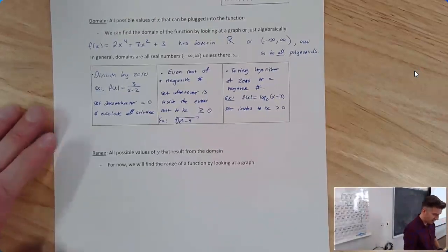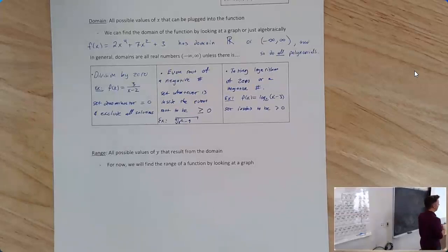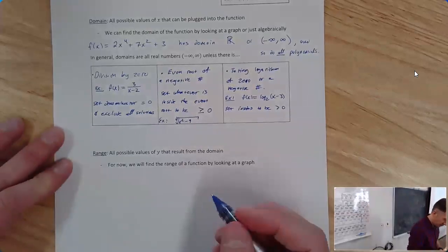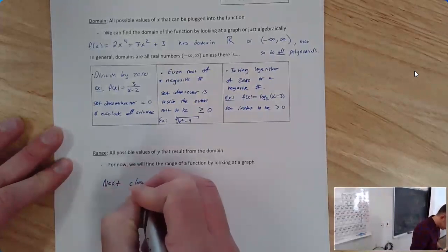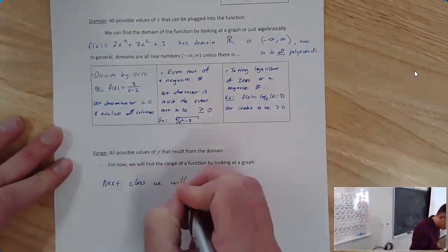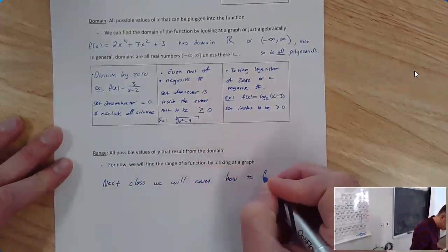The range, on the other hand, well, just like the domain is all possible x values, the range is all possible y values. For now, we're just going to talk about the range graphically, looking at the picture and seeing what the y values are. Next class, we'll cover how to find the range algebraically, using inverse functions.